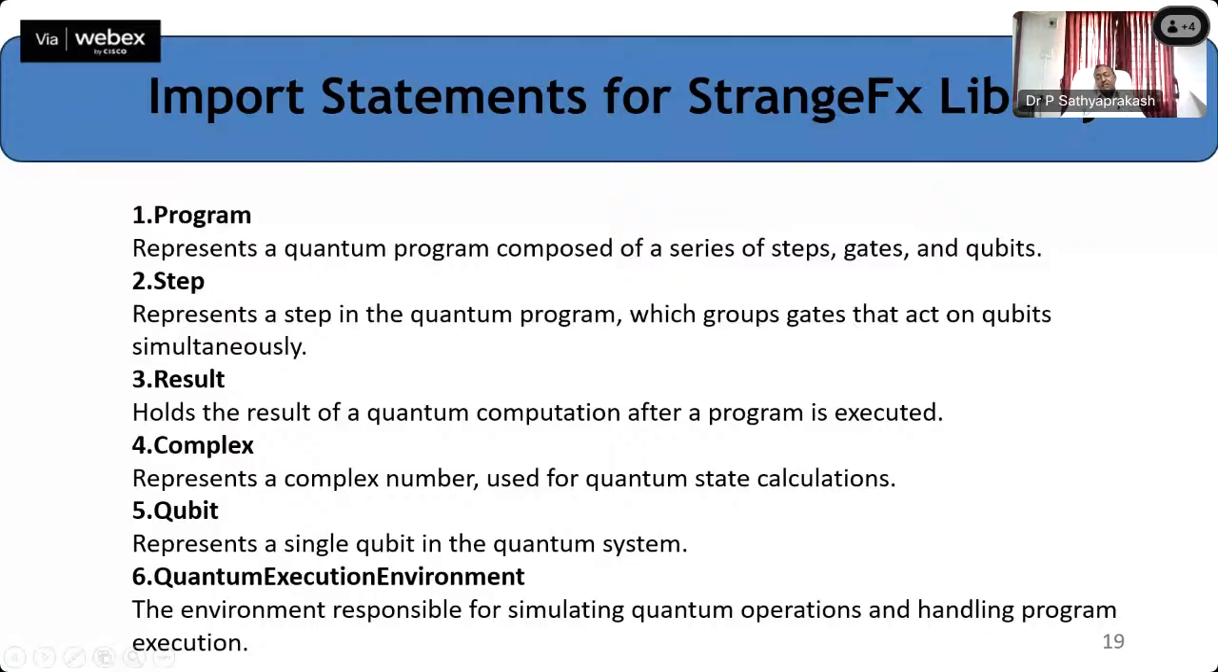We all know Java is an object oriented programming language. So what is the base of object oriented programming? In order to carry out any operation or function, we need the required object. So for program operation, we need a program object. For step operation, a step object or instance. Technically speaking, it's called an instance. For result operation, a result object or result instance. For complex operations, a complex instance or complex object. For qubit operations, we need a qubit instance or qubit object.